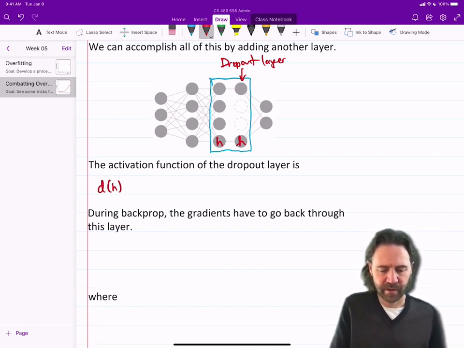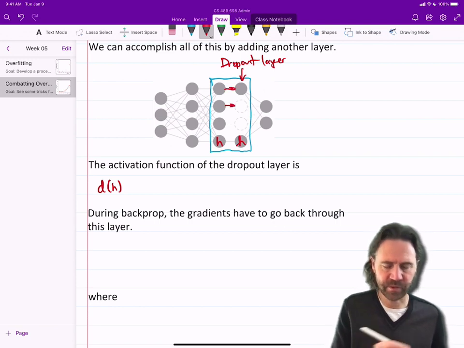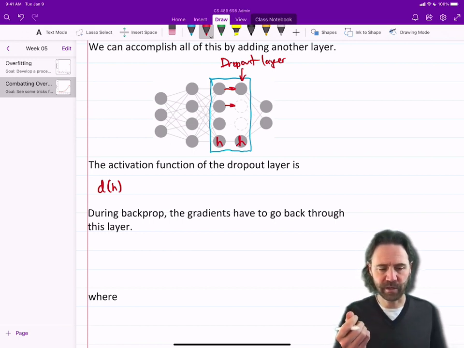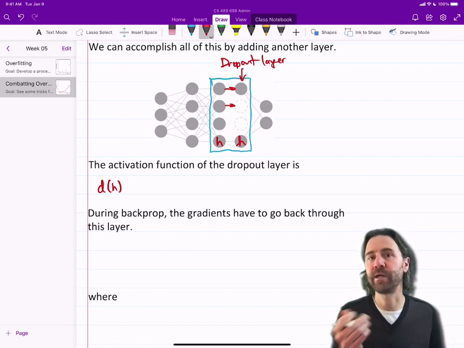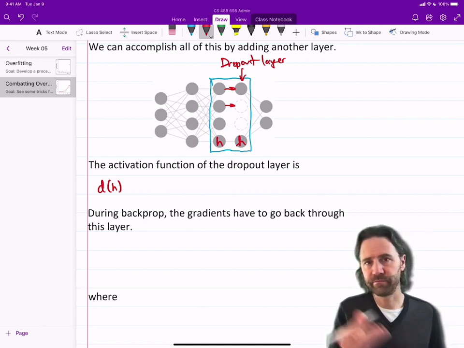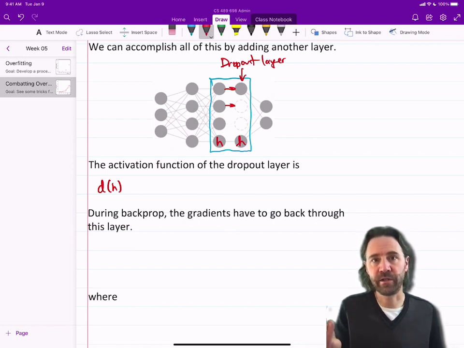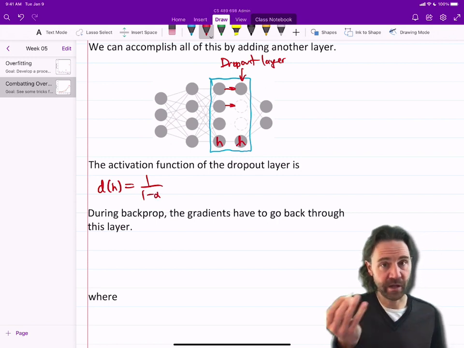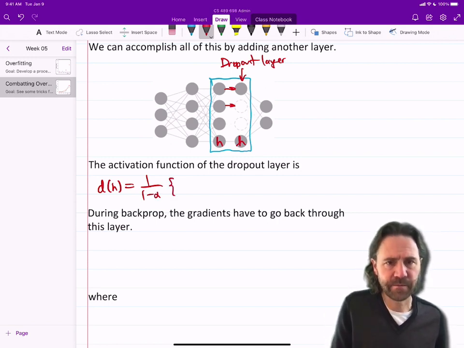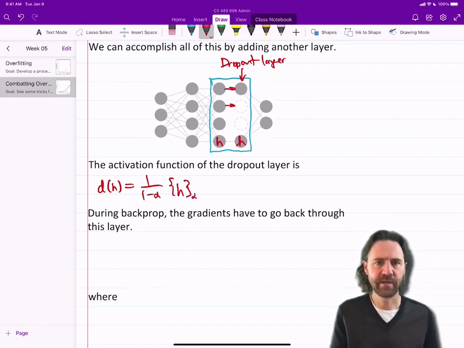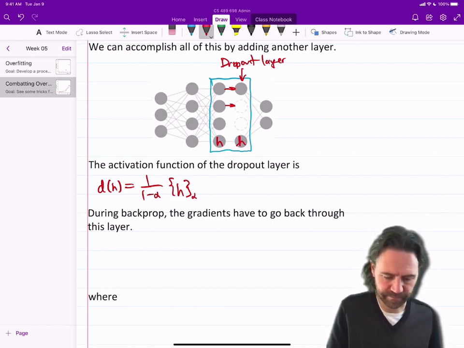Obviously there's no weight matrix here. It's just a 1-to-1, so these are the normal pointwise activation functions, a pointwise layer, I guess. In terms of PyTorch, it's not a linear layer, it's just a layer. So the activation function is 1 over 1 minus alpha, scaling up the current, times H alpha. I'm using this notation to represent that the H's are dropped with probability alpha.